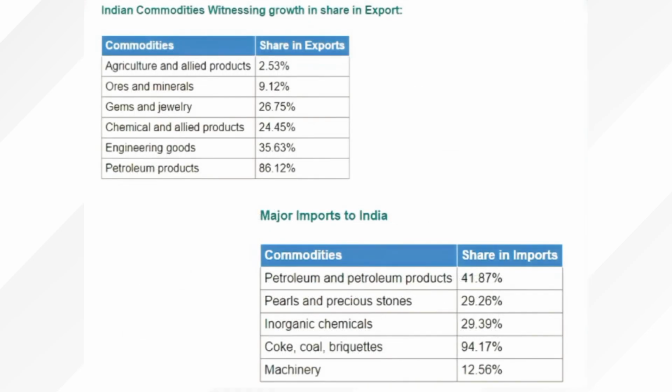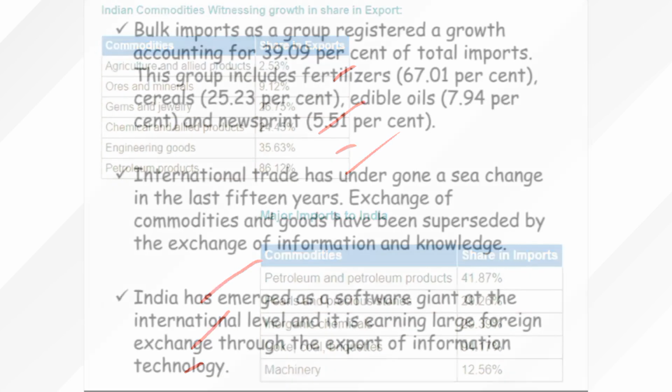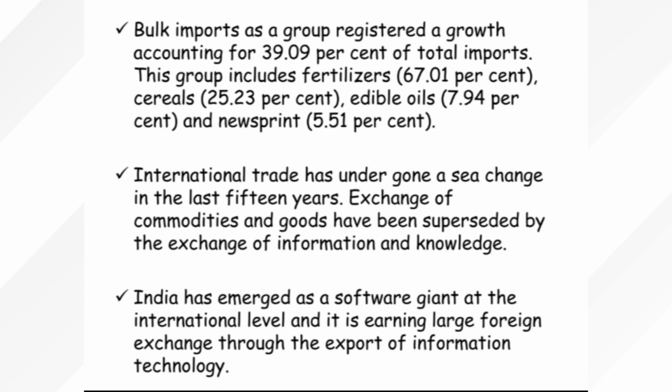These are all the items. Commodities share in export. Look at the percentages. What all do we buy from other countries? Petroleum, pearls, inorganic chemicals, coke. Bulk imports as a group registered a growth accounting for 39.09% of total imports. The group includes fertilizers 67%, cereals 25, edible oils 7, newsprint 5.5. Newsprint is the material used to print the newspaper.